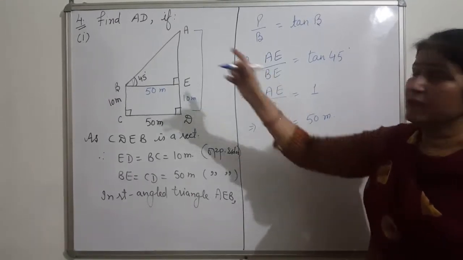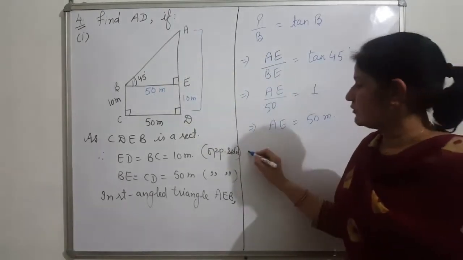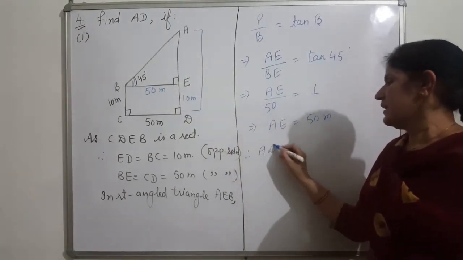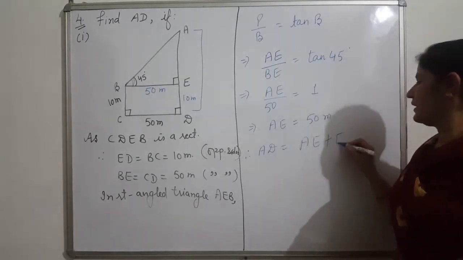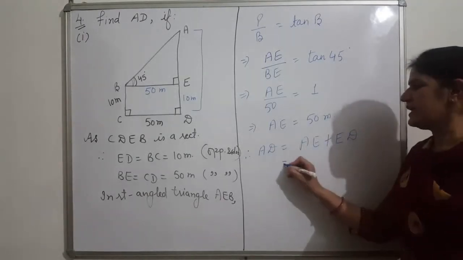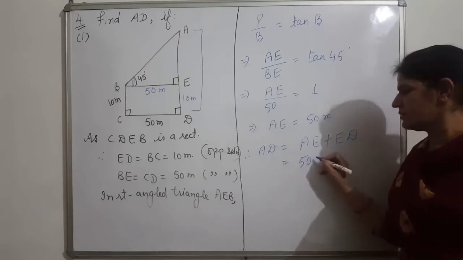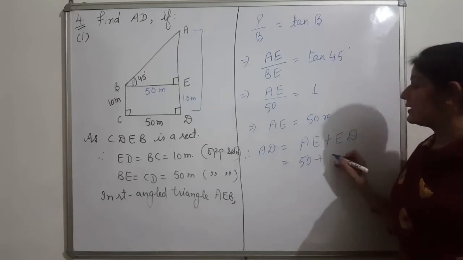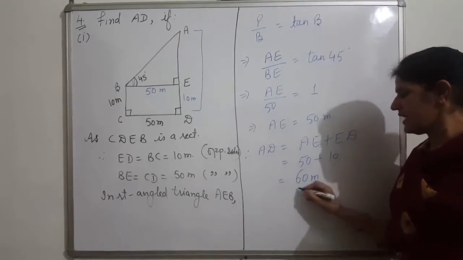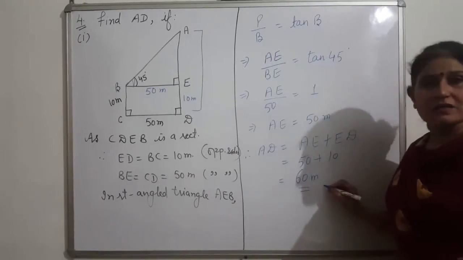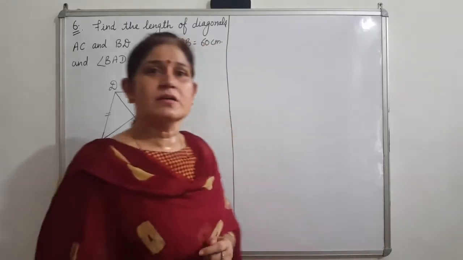What you have to find? You have to find AD. Therefore, AD equals AE plus ED. Now what is AE? It is 50 meter plus ED is 10 meter. So AD is 60 meter. This is the answer. Next question, question number 6.